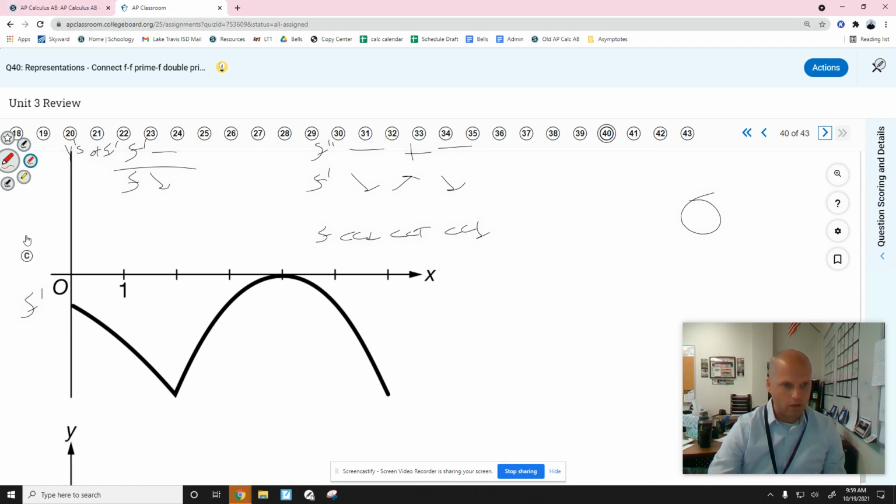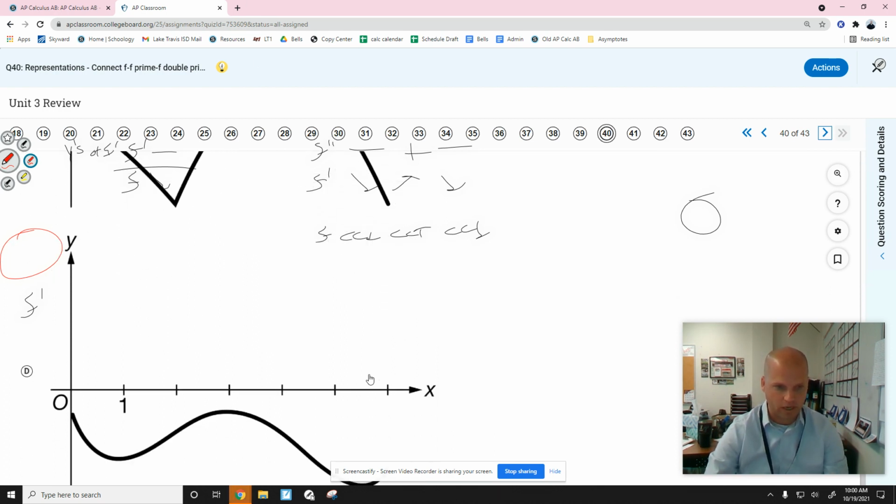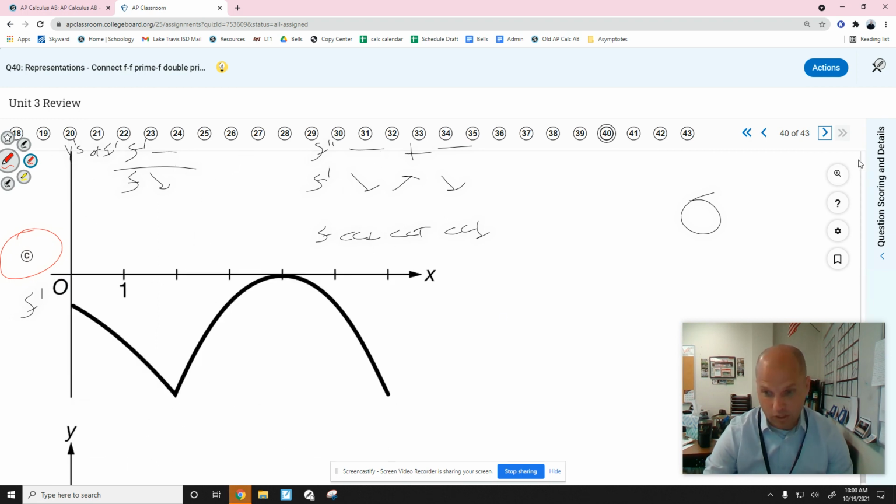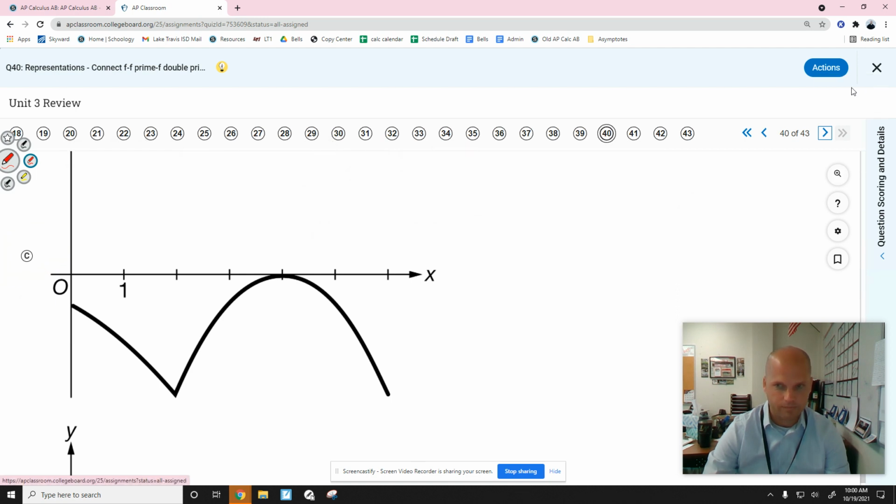This is the only one where f primes are negative and f prime's slopes change sign twice, or f prime's direction changes twice, or 3 times. 1, 2, 3 versus 4 times. 1, 2, 3, 4. That's a great question. Redo that one, definitely.